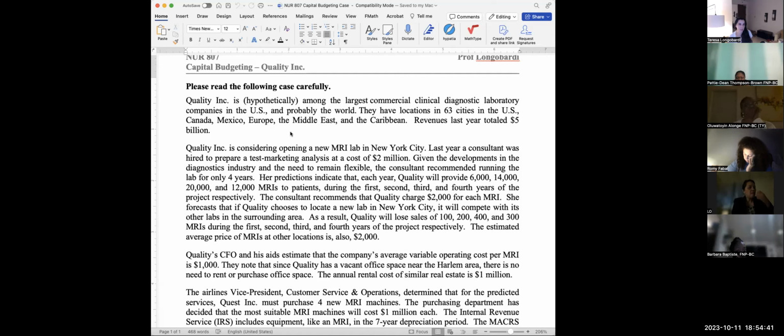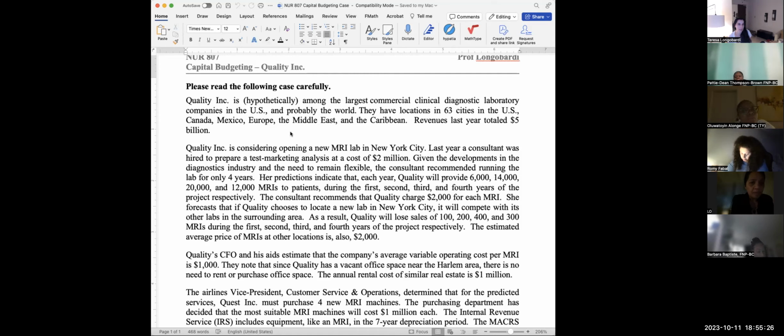So what we're going to do here is read this case, identifying cash flows that are incremental cash flows as a result of pursuing this project that I'm going to show you. So remember when we talked about finance, we talked about investment opportunities, right? And we talked about the net present value. So we're going to solve this case by determining the net present value of the future cash flows to see if it's worth pursuing. You with me so far?